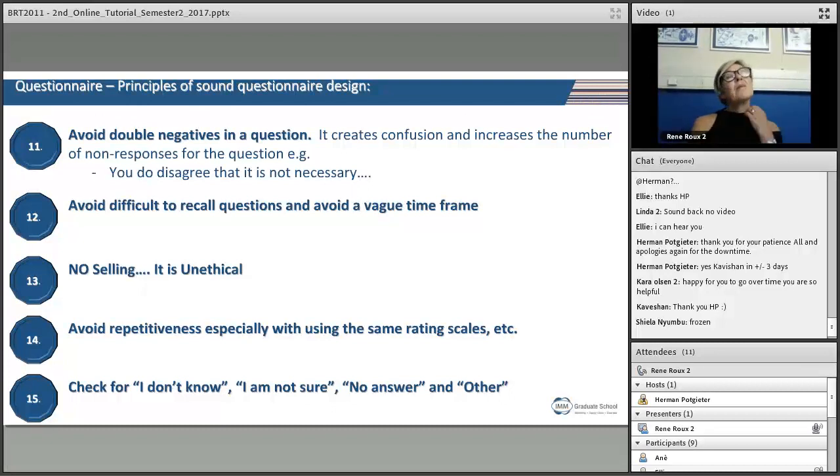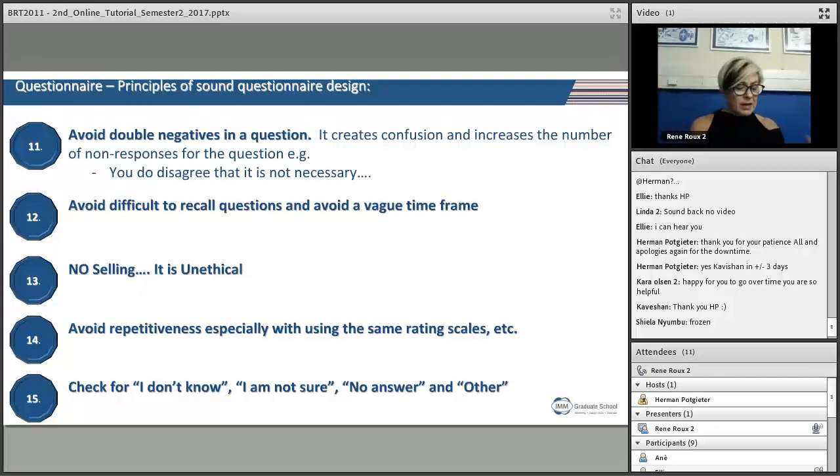Avoid difficult recall questions. How many times did you go to the supermarket last year? Gosh, I don't know. Don't have a clue. If you ask me last week, I can tell you. But last year, it's too vague. Avoid sugging. So if you don't have a cell phone, can one of my people contact you? That's sugging. That's unethical.